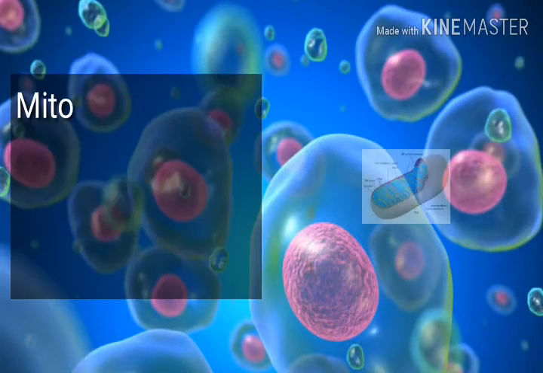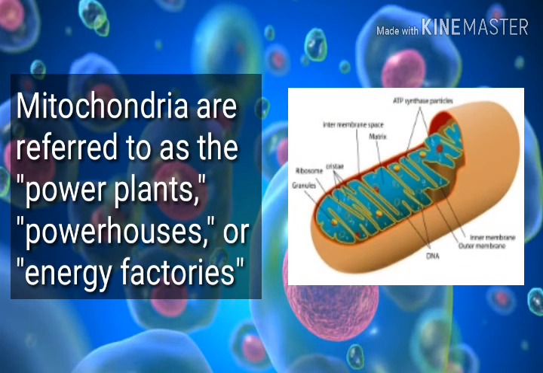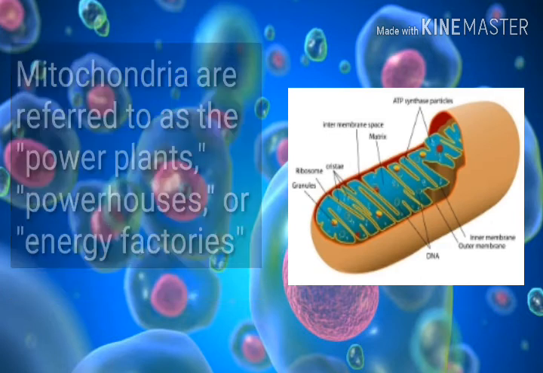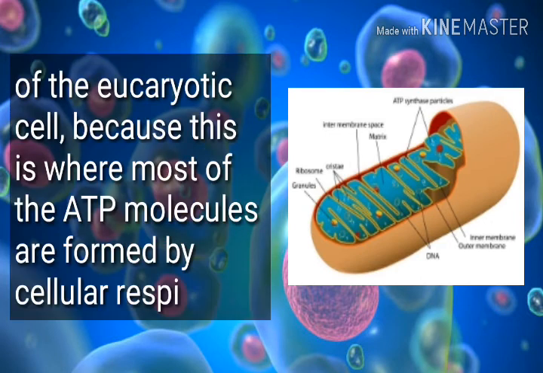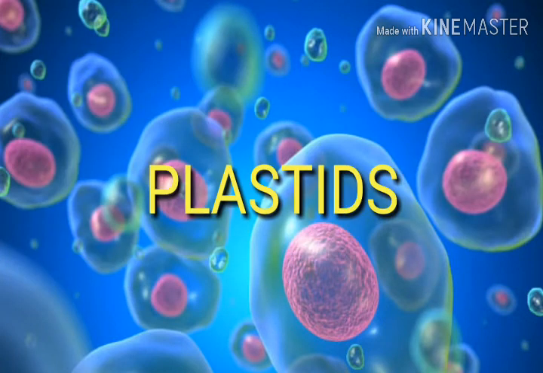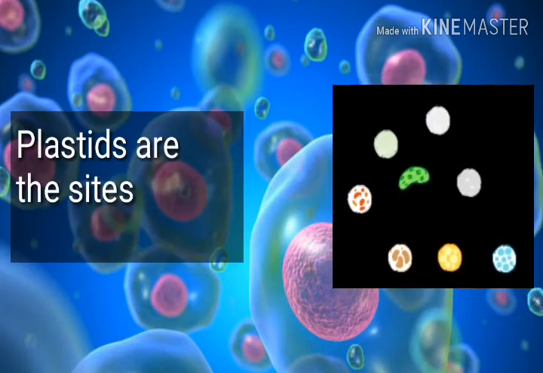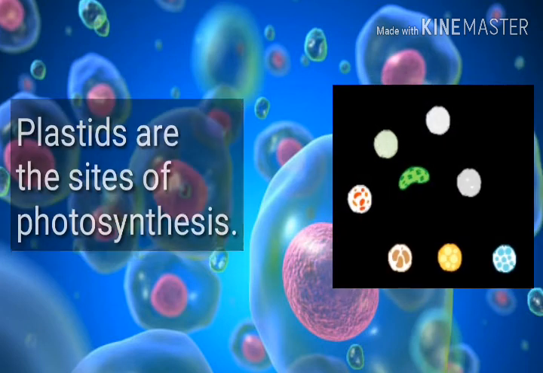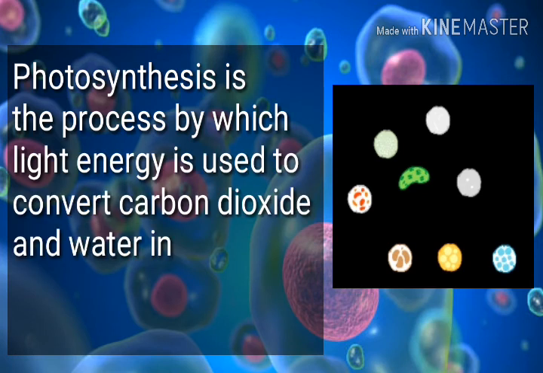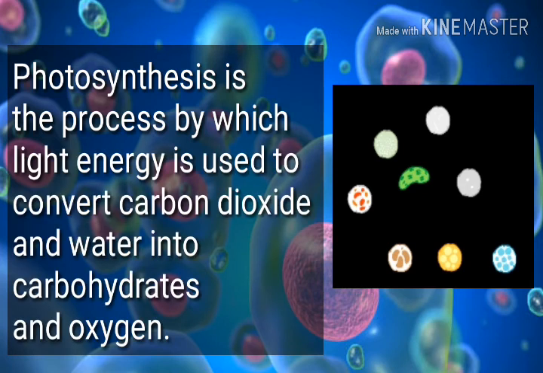Mitochondria. Mitochondria are referred to as a power plant or powerhouse or energy factories of the eukaryotic cell, because this is where most of the ATP molecules are formed by cellular respiration. Plastids. Plastids are the sites of photosynthesis. Photosynthesis is a process by which light energy is used to convert carbon dioxide and water into carbohydrates and oxygen.